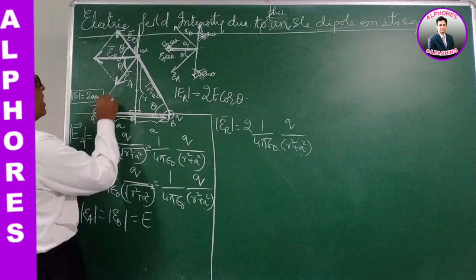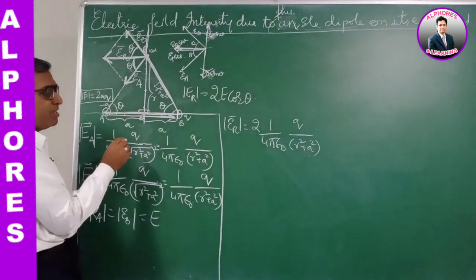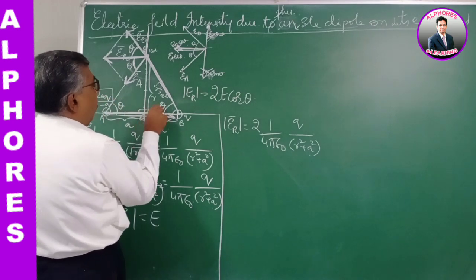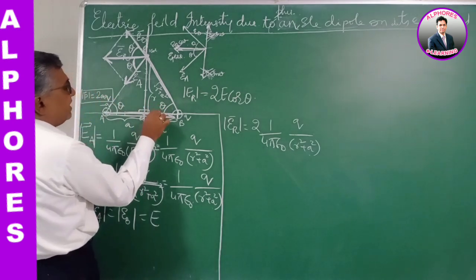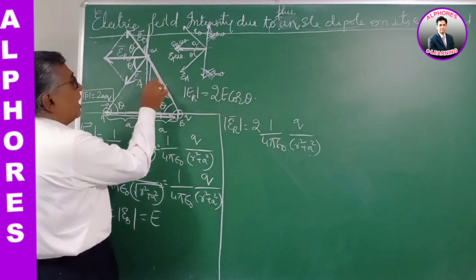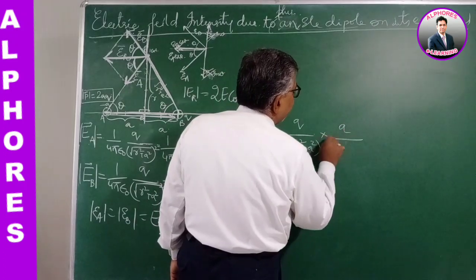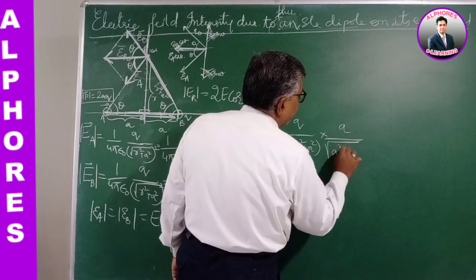Now in this right angle triangle, both triangles are similar. Cos theta is adjacent by hypotenuse. So cos theta is adjacent A, hypotenuse is root of R square plus A square. So it is A by root of A square plus R square.